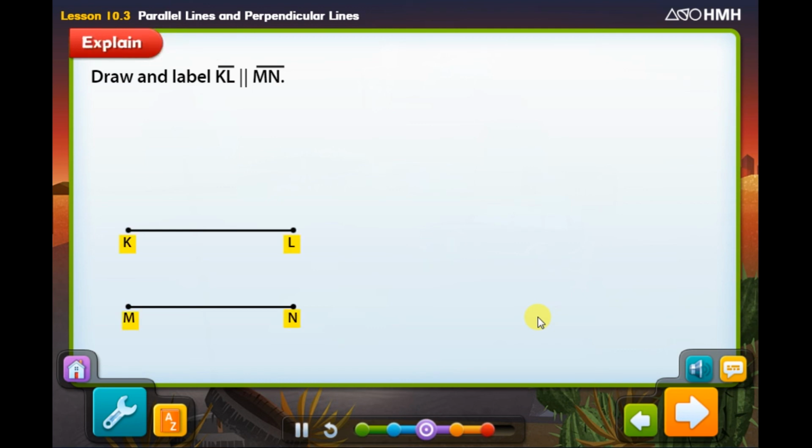Don't forget, when drawing lines or line segments, be sure to label the points to name the line.